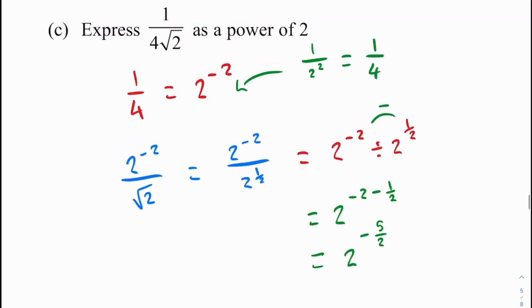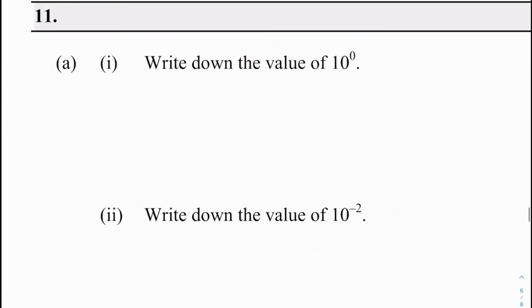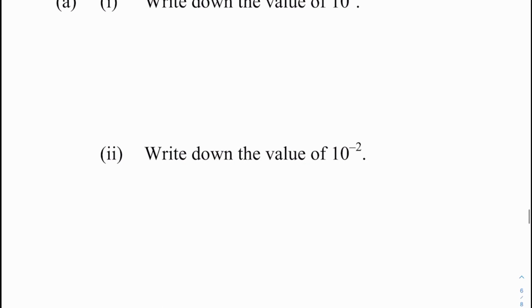So that question's a bit more difficult. You've got to make the connection that 1/4 is equal to 2 to the power of negative 2. Kind of difficult to spot, but again, it's all with practice. The more you do this kind of stuff, the easier you will spot these little details. So practice, practice and practice. That's all you have to do.